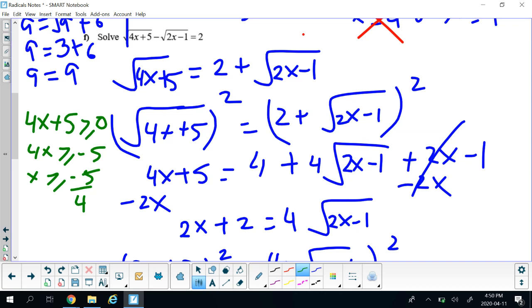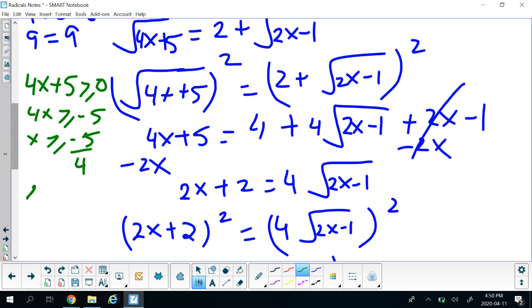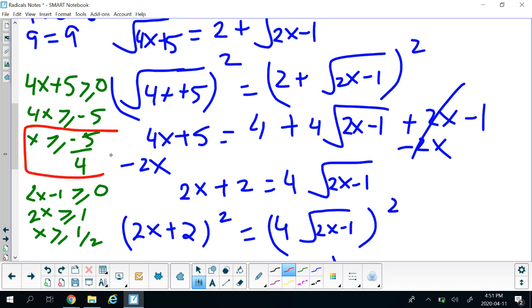Okay. Now we're also going to apply a restriction on our second radical, that is the square root of 2x minus 1. So let's say 2x minus 1 should also be greater than or equal to 0. Again, our radical should never be negative here. So add 1 on both sides. x should be greater than or equal to 1 by 2. So one time we are saying that x is greater than or equal to negative 5 by 4, and the second time we are saying that x should be greater than or equal to 1 by 2.